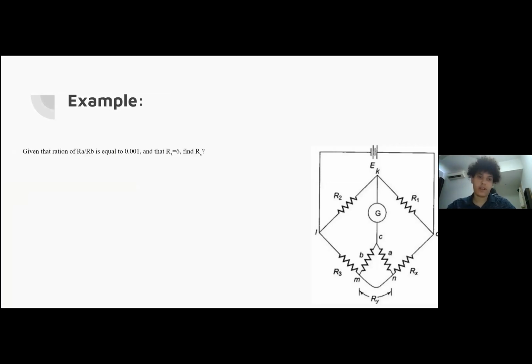To show how to use this equation, we will show an example. Given that the ratio RA over RB is equal to 0.01, and that R3 equals 6, find Rx. We know from the circuit that RA over RB equals R1 over R2. So we can directly solve the equation Rx equals R1 over R2 multiplied by R3, which will give us a value of 0.06 ohms. I will hand it to Basil.